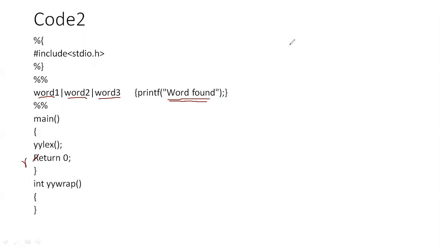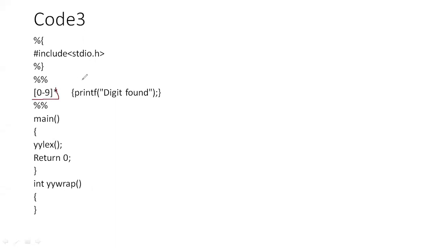Clear? So let us move to the next example. We have recognized words in the code 1 and code 2. The slide heading was recognition of digits also. So let us go to find how to identify digit. Now here, something new you can see. Here you can see 0 to 9 star. What does it indicate?